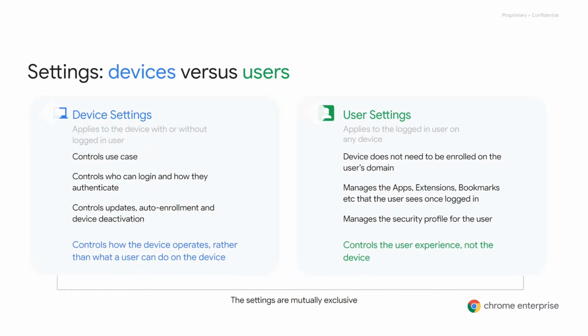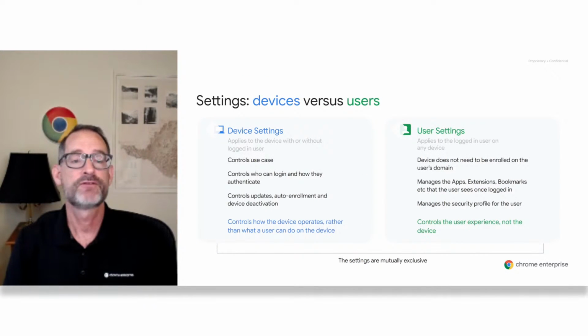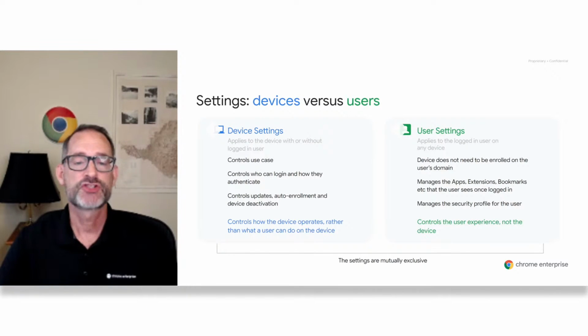The second major category is user settings. These control not how the device works, but the user experience on the device. You can manage apps, extensions, and bookmarks. You can manage the security profile for a user, and those settings follow the user from device to device. And generally, these two groups of settings are mutually exclusive.